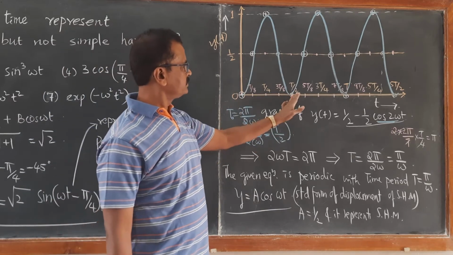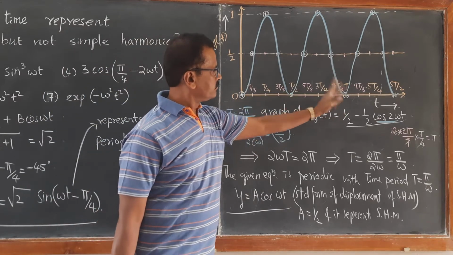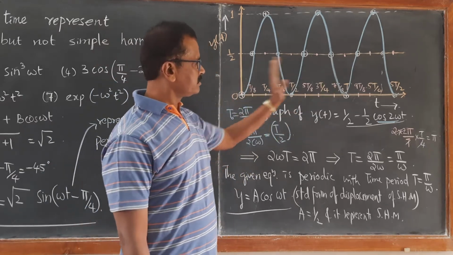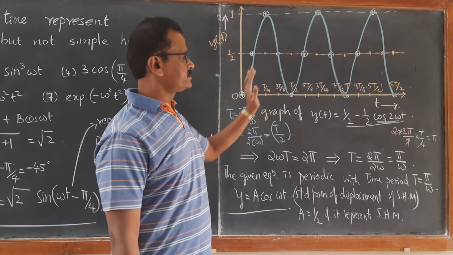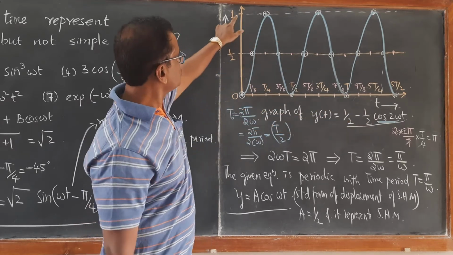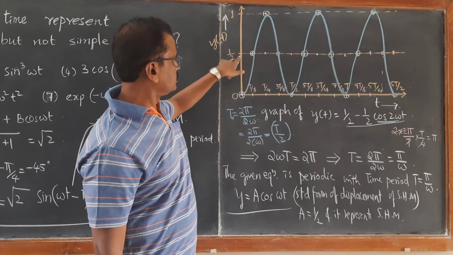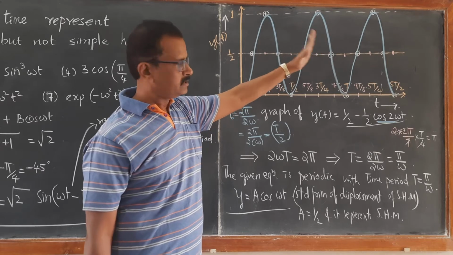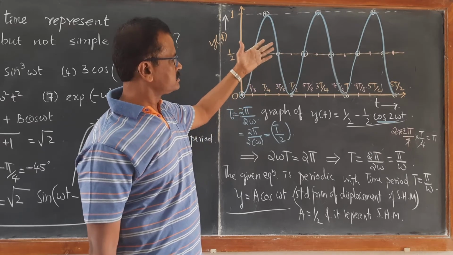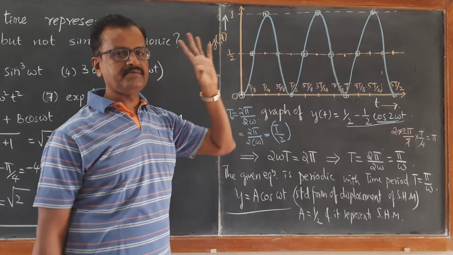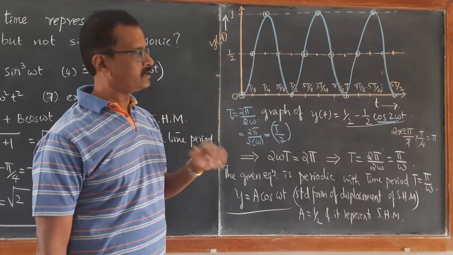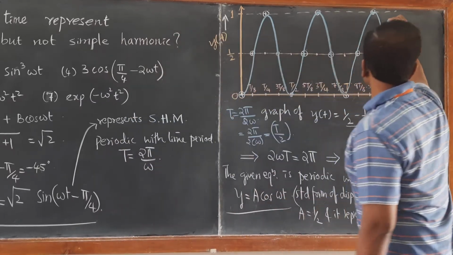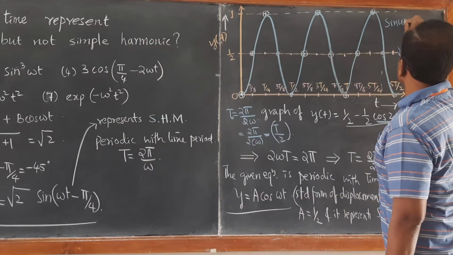And you see, in one full time period T, it completes 2 oscillations. That is the meaning of cos double function. Even for the sine double function, if you draw the graph, it starts from 0. You will get the same variations. The only difference between cos and sine is that there is a phase difference of pi by 2 between cos and sine. Therefore, they are called sinusoidal curves. So such curves are called sinusoidal.